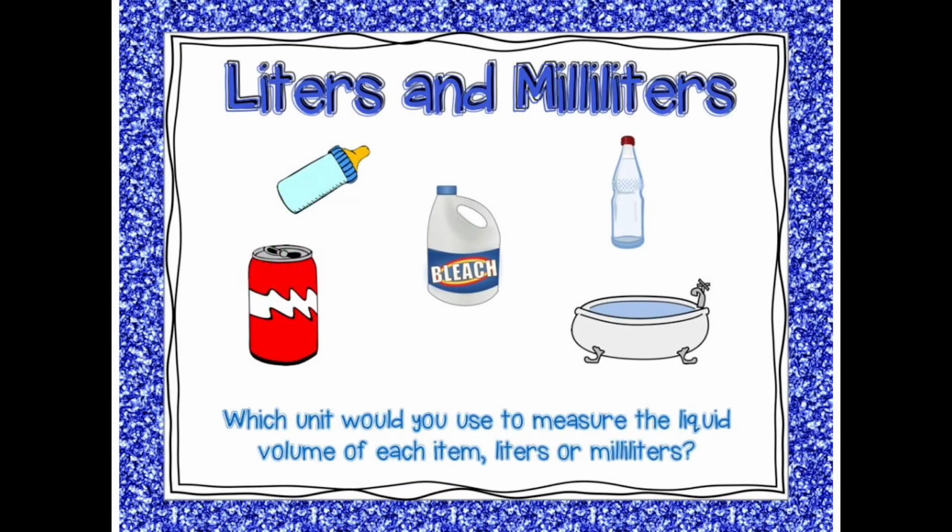Now we are going to do a little game here. We're going to sort these pictures and figure out what would we measure? Would we measure these objects in liters? Or would we want to measure the volume of these objects in milliliters? So if they are in milliliters, I'm going to circle it green. If they are in liters, I'm going to circle it red.